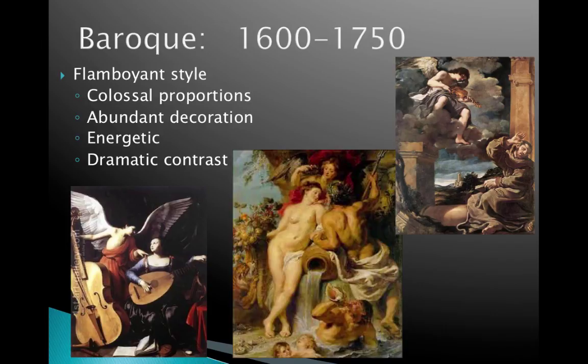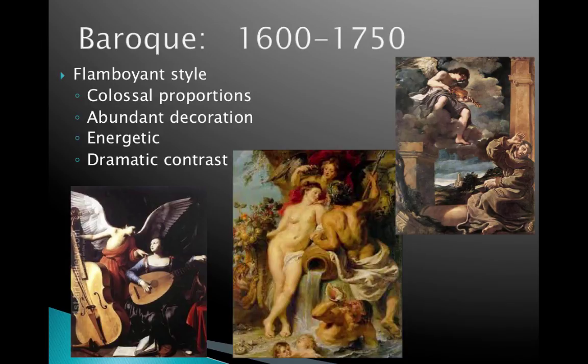The Baroque era generally is described as having begun in 1600, and it was over by 1750. There was a flamboyant style in the Baroque aesthetic: colossal proportions, abundant decoration, a lot of energy, both in the music and in the artwork, and dramatic contrast.